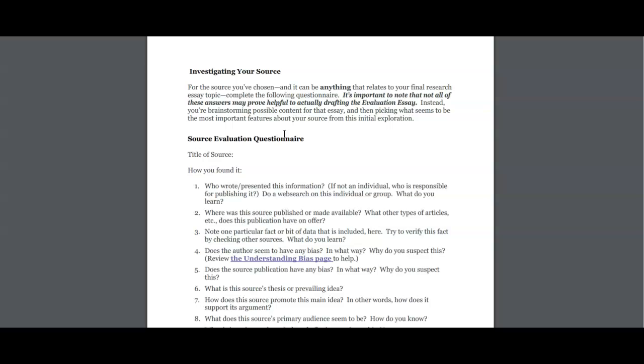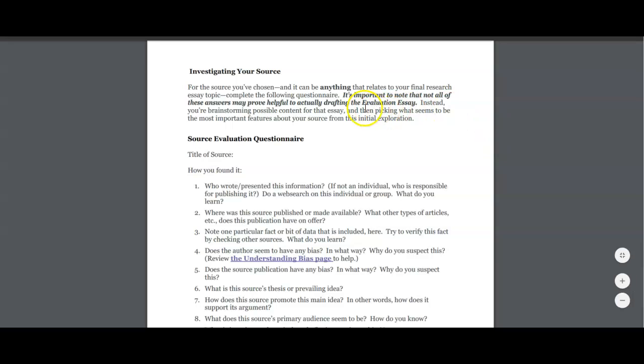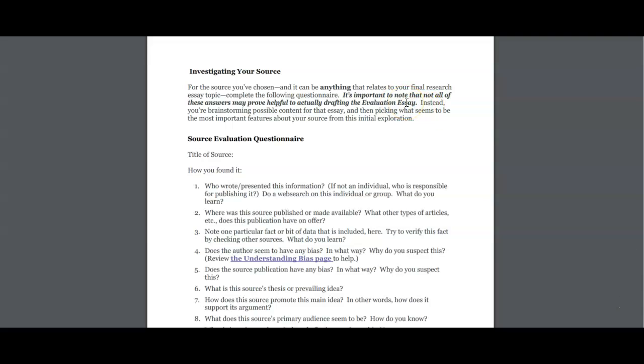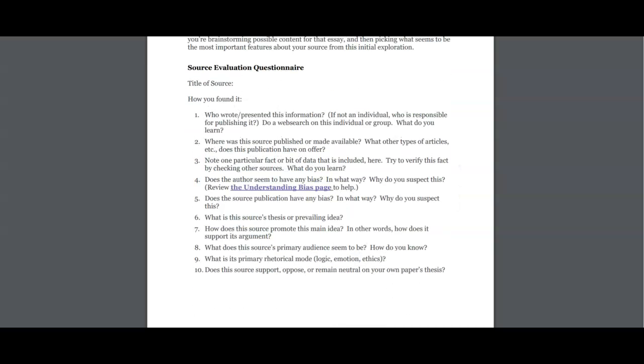Remember, it's important to note that not all of these answers may prove helpful to actually drafting your Writing Project 2. Instead, you're brainstorming possible content for that essay and then picking what seems to be the most important features for your initial exploration. So what you find out here, what you think about here, what you explore here may not end up in your Writing Project 2, but it will be helpful for you as you start to move further into the drafting process.